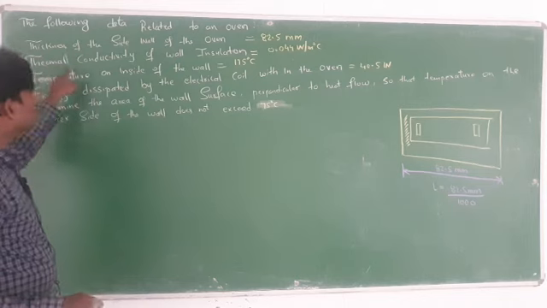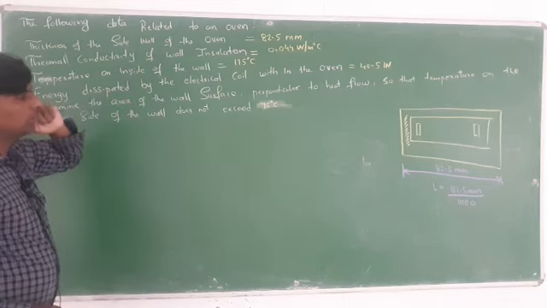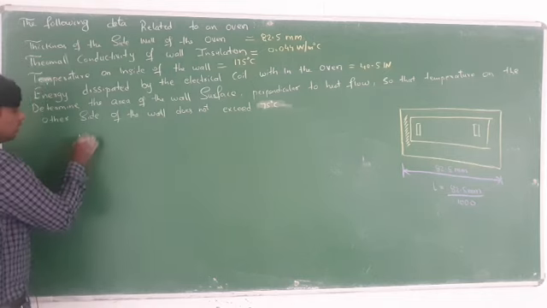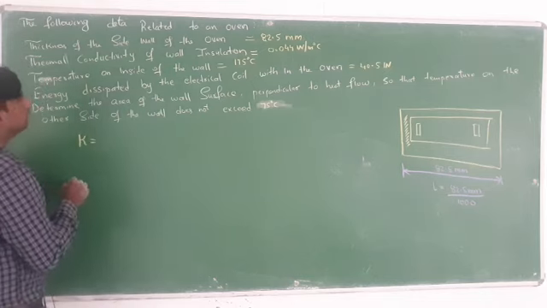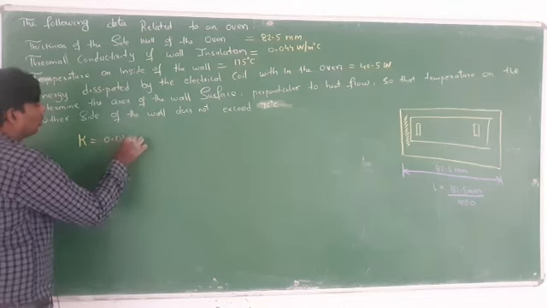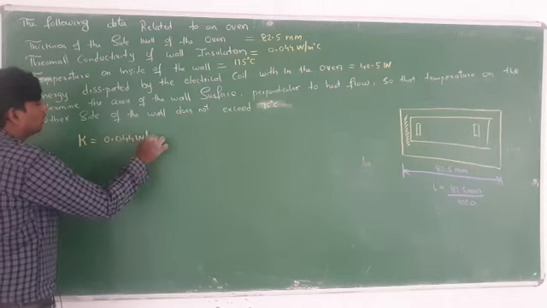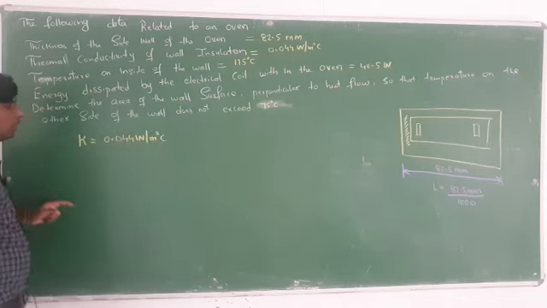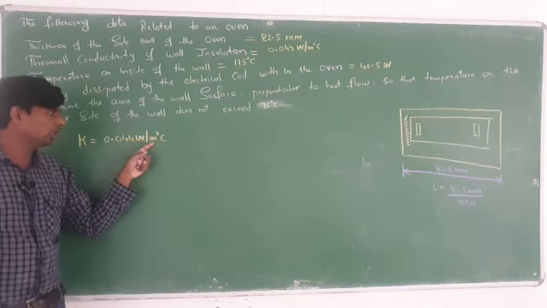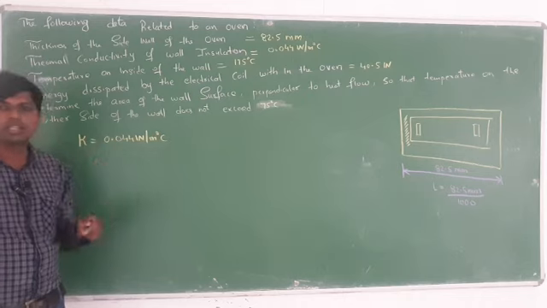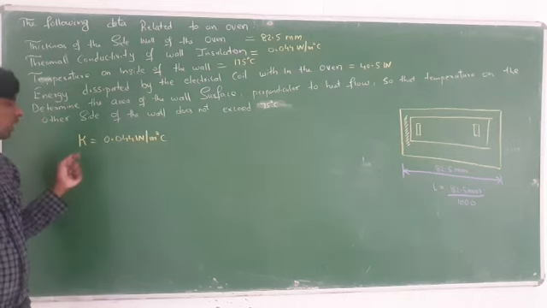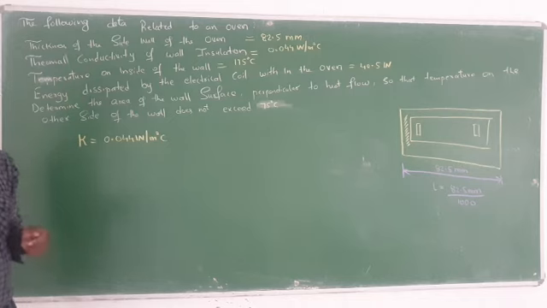After that, thermal conductivity of a wall insulated. Thermal conductivity is given. Thermal conductivity is designated with the letter K. K is equal to how much? 0.044 watt per meter centigrade is given.